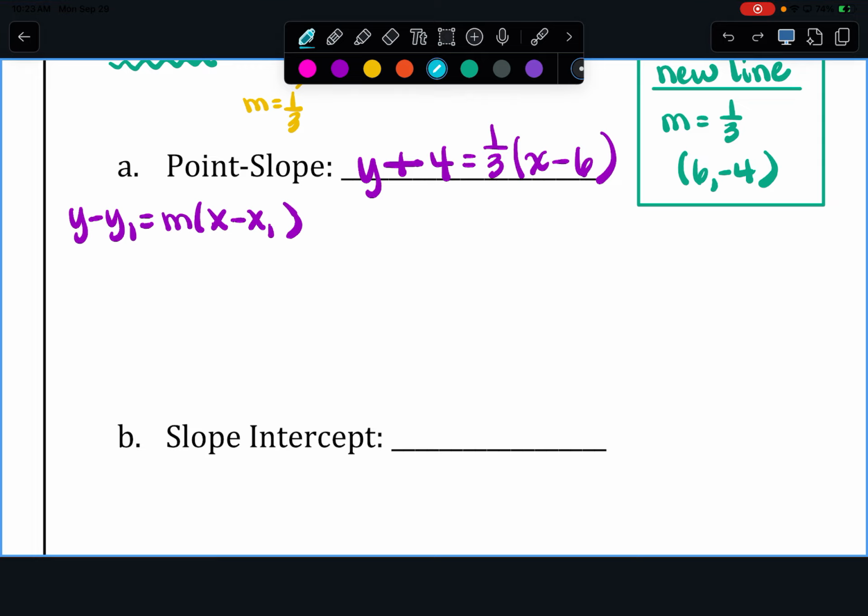So I'm going to show my steps, my math, right here. y plus 4 equals, we have to distribute the 1/3, so 1/3 x minus, and 1/3 of 6 is 2. And then, of course, we need to subtract the 4 over to the other side, which is going to give us y equals 1/3 x minus 6. Please make sure you are showing your work.